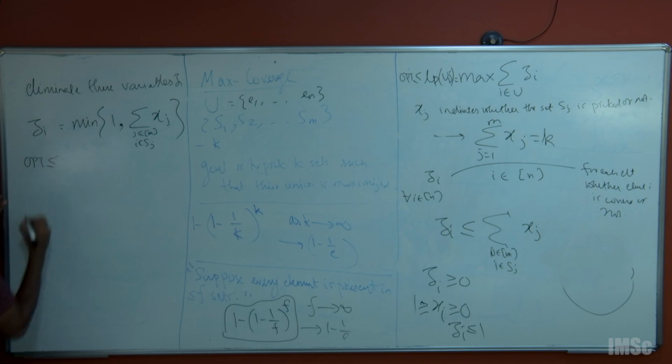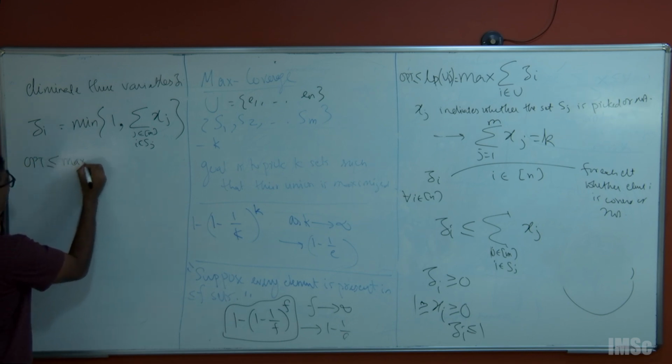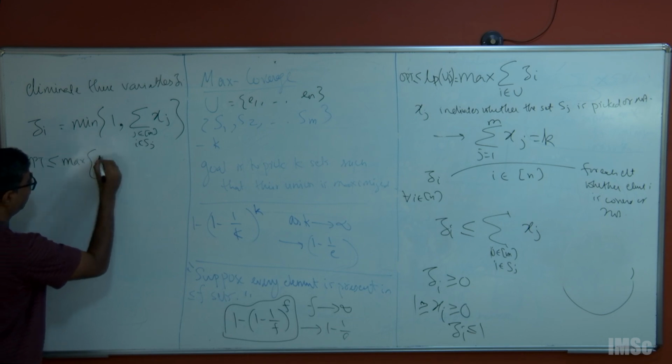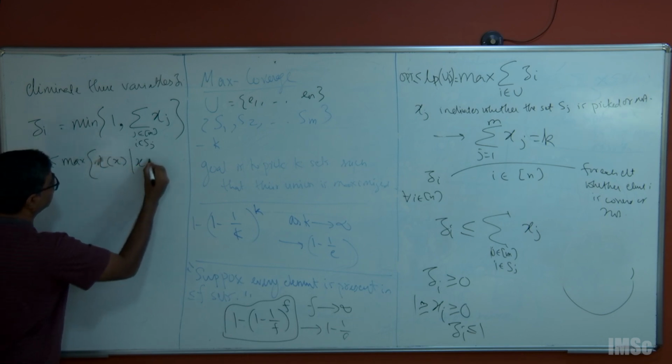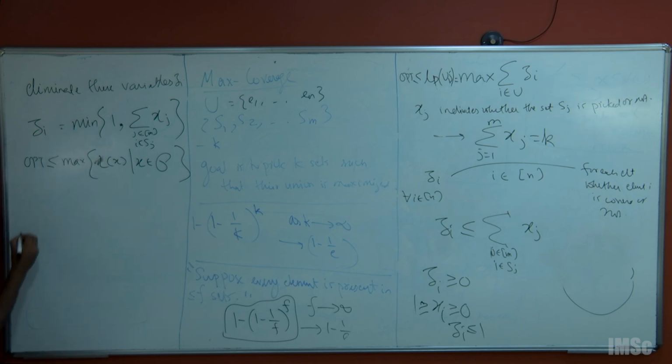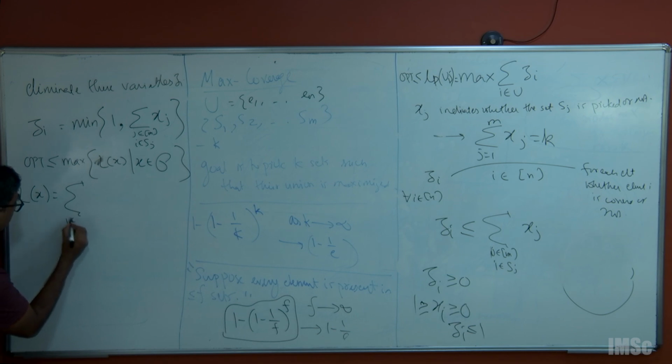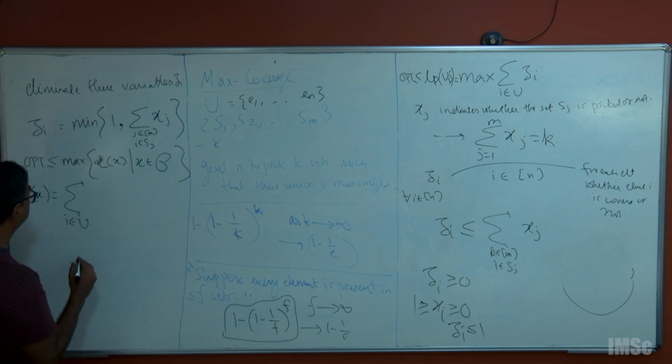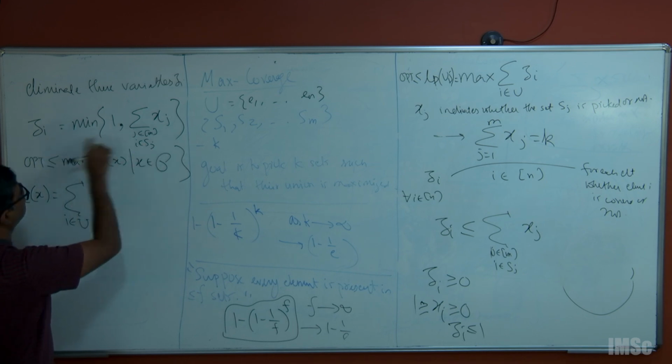Now if I write it like this, then I can say that opt is less than or equal to the max of some function L of x, over x in some polytope, or set of points, where I am trying to optimize this function. So max coverage, and what is L of x? It is the sum over i in U of the minimum of these two.